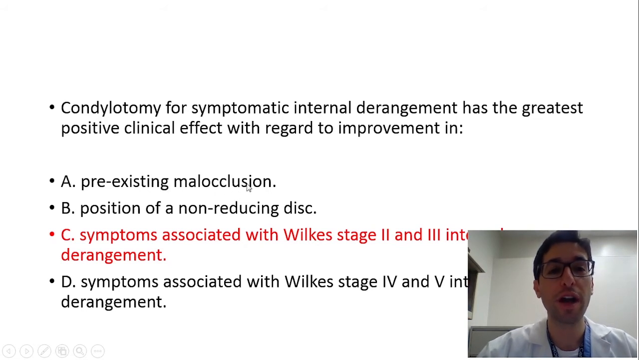They're trying to trick you here because they know condylotomy is basically like an IVRO. But we wouldn't have called it condylotomy. If our indication was the pre-existing malocclusion, we would have just done an IVRO. So that's not the right choice.